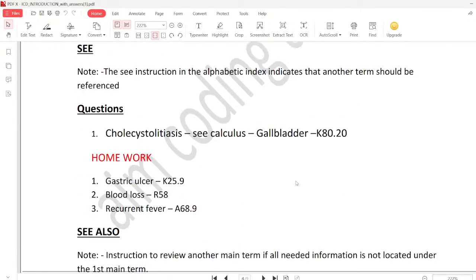Next is related to cholecystitis, cholelithiasis, calculus, gallbladder. I have already told you that. So this is the way of taking cholelithiasis. First of all, you have to take the alphabet C. Under the C, you can see CH. Under the CH, you can see cholelithiasis. Straight opposite, they have mentioned see calculus and also gallbladder. So you have to take calculus in the alphabetic index, then move on to gallbladder. You can get the code K80.20. Check it within the tabular list, and you will get the correct answer.